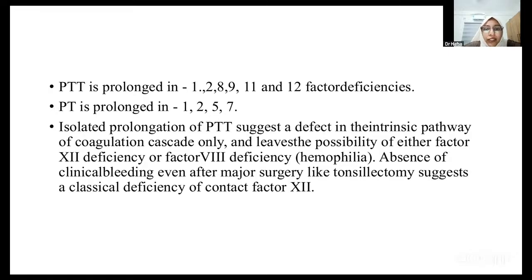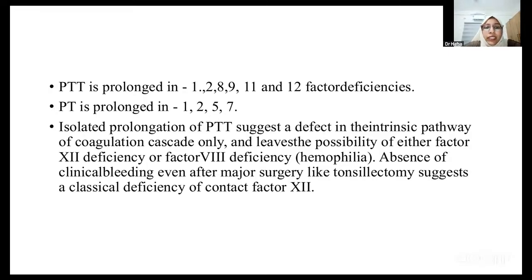So it goes with factor 8, with hemophilia. So absence of clinical bleeding even after a major surgery like tonsillectomy suggests a classical deficiency of factor 12. This is a very twisting, very complicated question that makes you very confused, so you have to be very sure that the prior major surgery of tonsillectomy has not caused any complication.